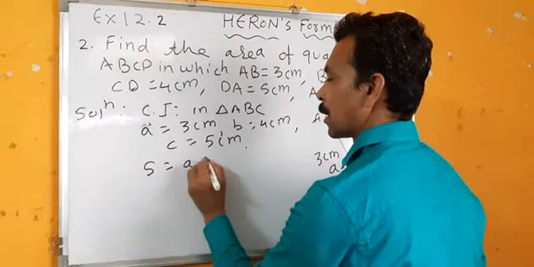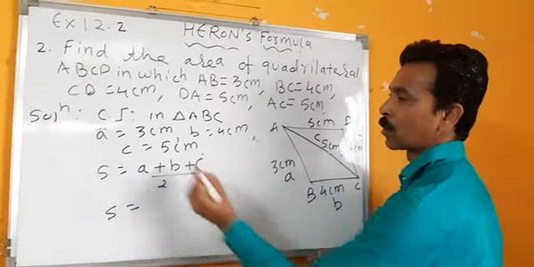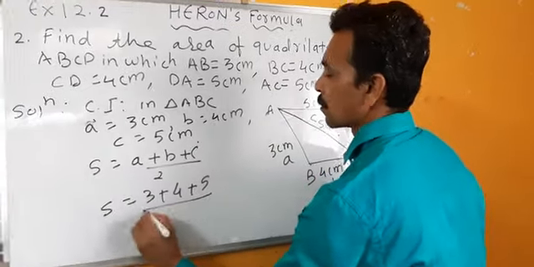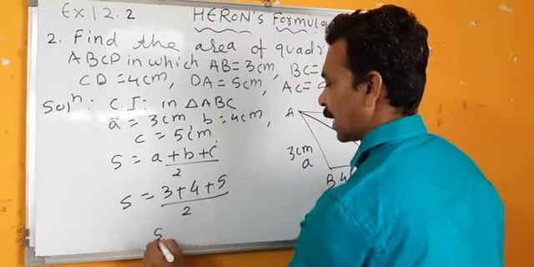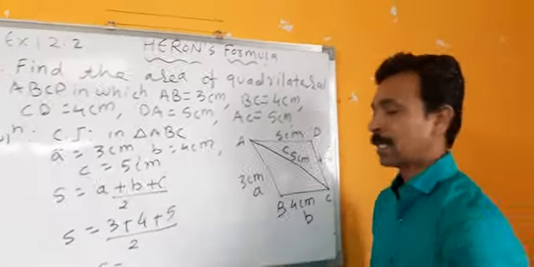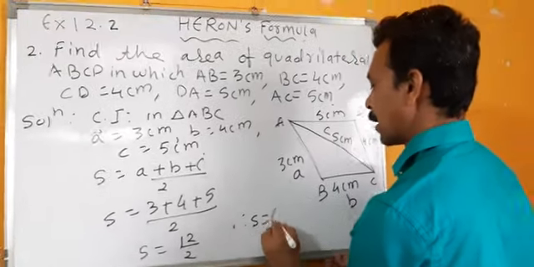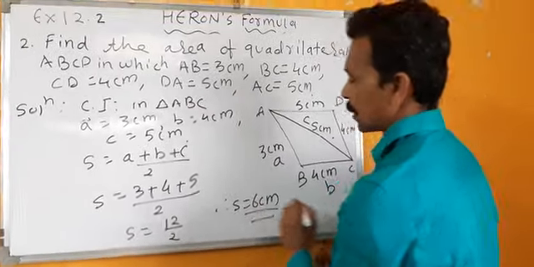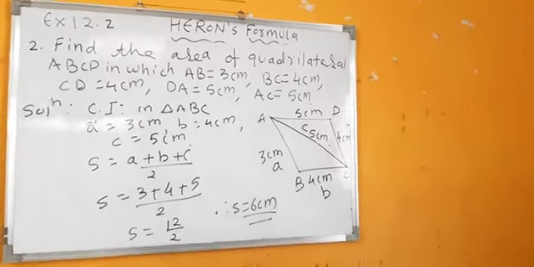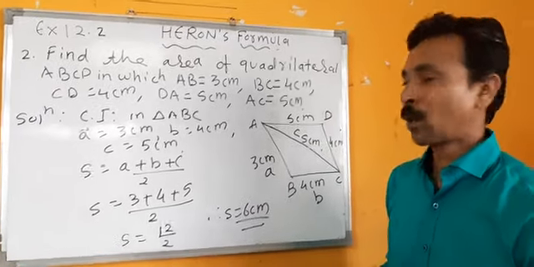Semi-perimeter is equal to a plus b plus c upon 2. Semi-perimeter is equal to 3 plus 4 plus 5 upon 2. S is equal to 5 plus 4, 9. 9 plus 3, 12. 12 upon 2. Therefore, semi-perimeter is equal to 6 centimeter. Now I will find the area of triangle ABC using Heron's formula.